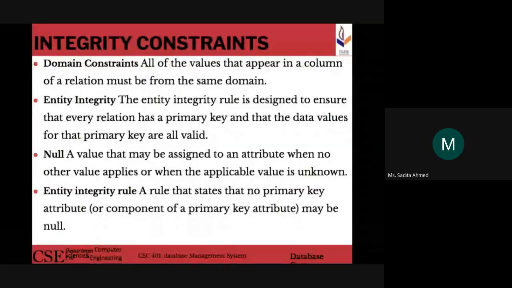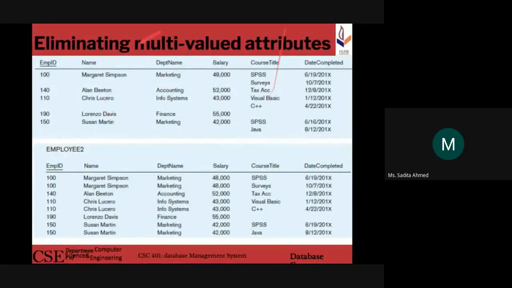Look at this table, the first one, where we haven't followed the rules of relational data model at all. Relational data structure, কোনো rules follow করি না। What's going to happen when you delete, let's say, Margaret Simpson's information? Margaret Simpson's row-টা আমি delete করে দিলাম। Everything will be deleted, including the course titles, SPSS and surveys.